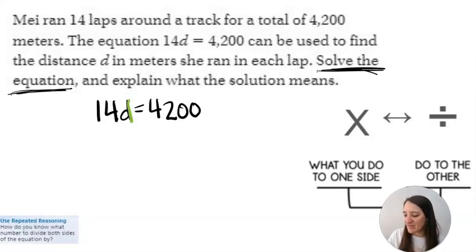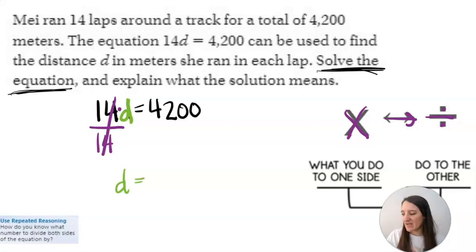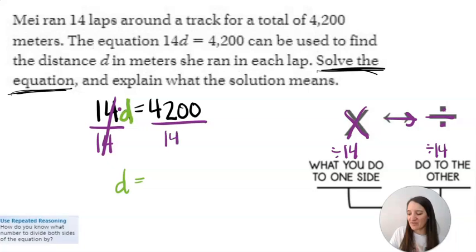All right, so here we go. Here is the variable that we're trying to solve for. It is not by itself because it is being multiplied by 14. What is the inverse of times? It is divide. So we are going to divide by 14, and then we're going to cancel that out. That leaves us with D. We're also going to remember that if we divide by 14 on one side, we make sure that we divide by 14 on the other side as well to keep things balanced evenly.